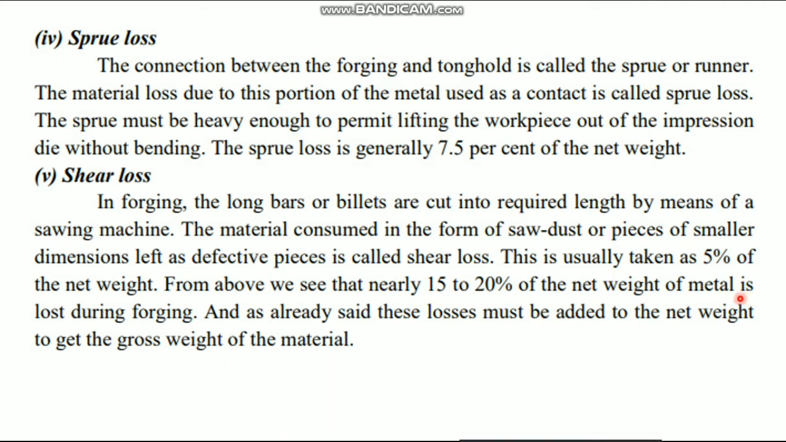Okay. So while calculating the material cost of the forging shop, we have to consider all these types of loss.